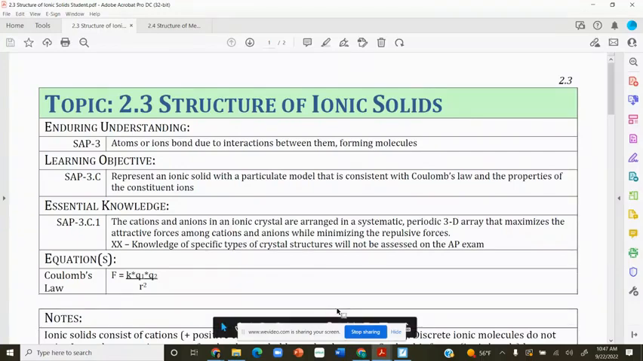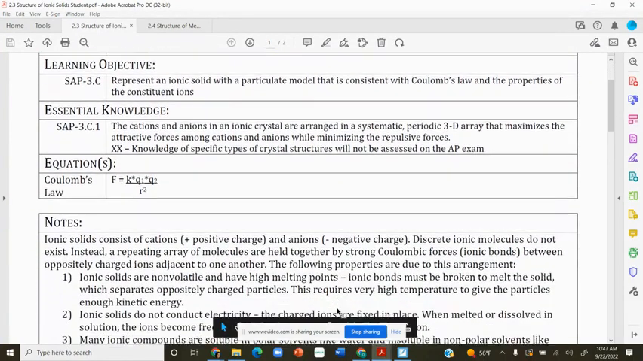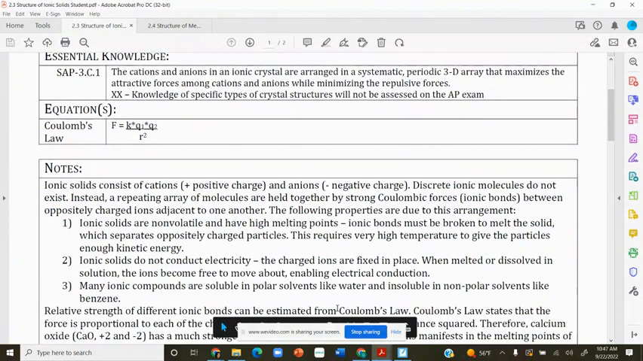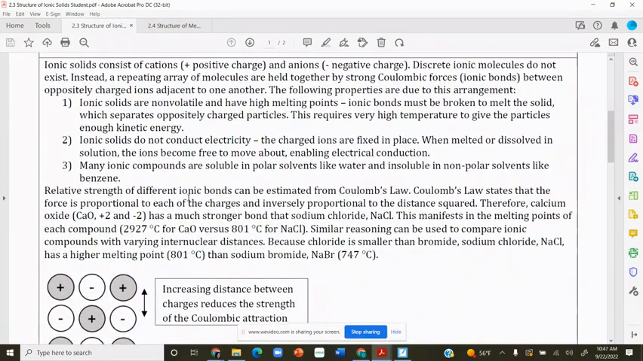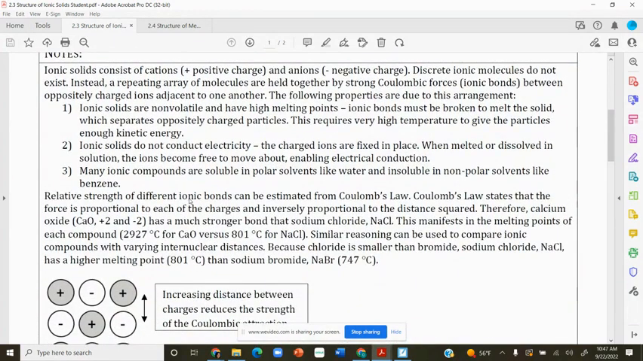All right, here we go. So we're going to talk about these ionic solids today. These do come into play with Coulomb's law here. The ionic solids then are going to have these cations. Remember, cations have a positive charge.